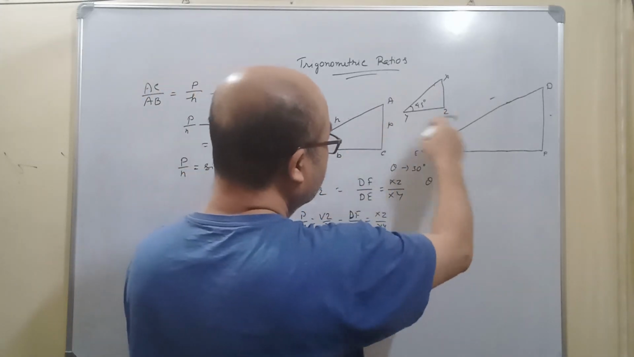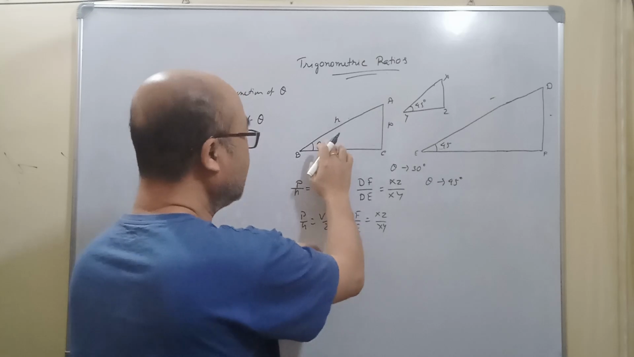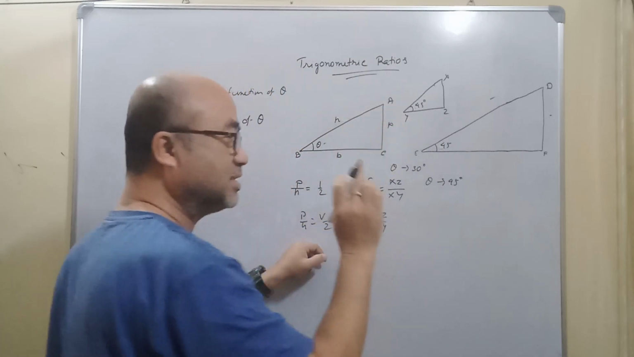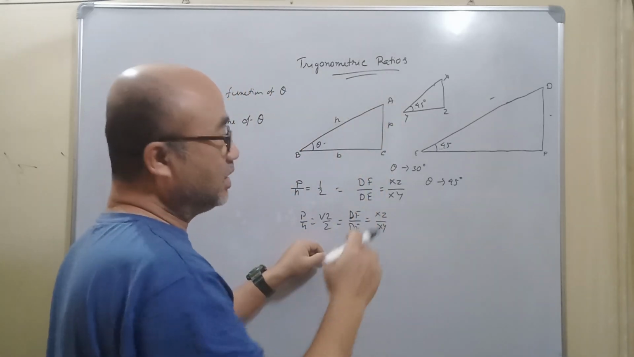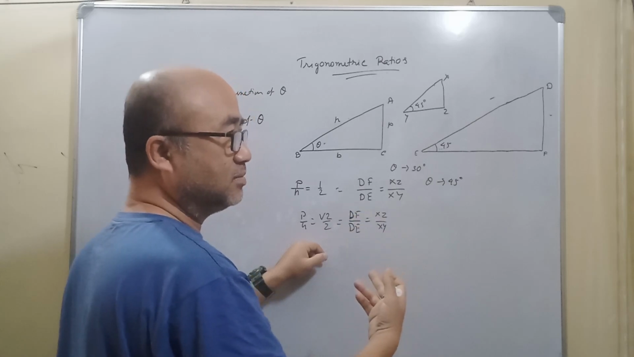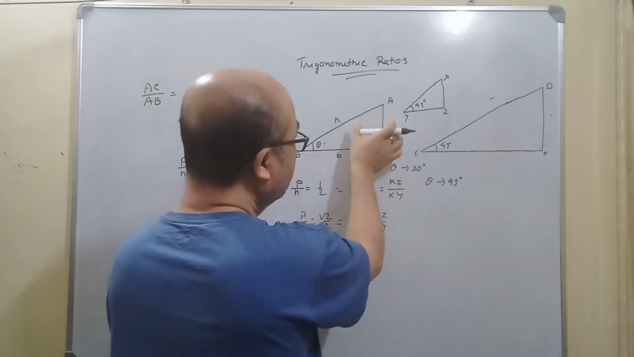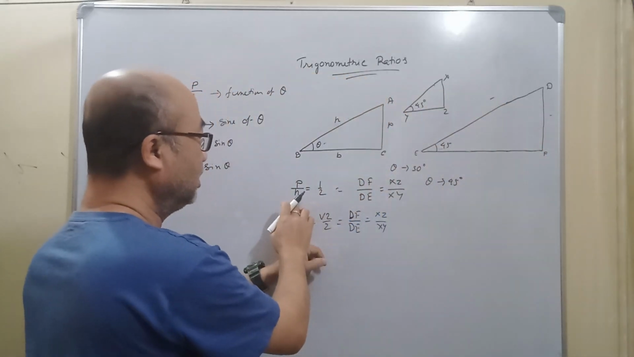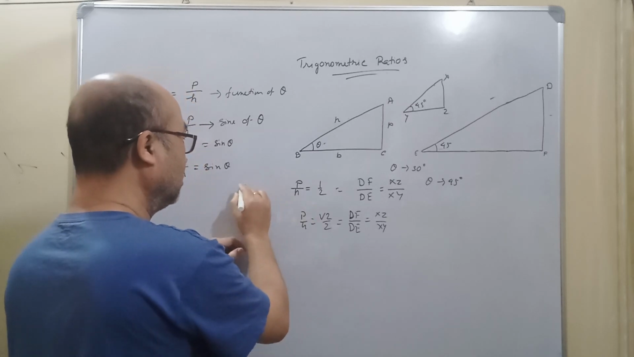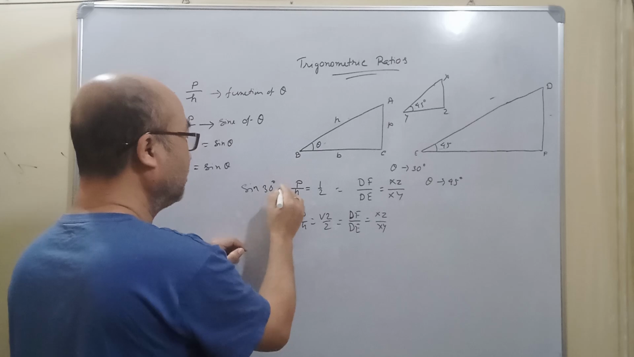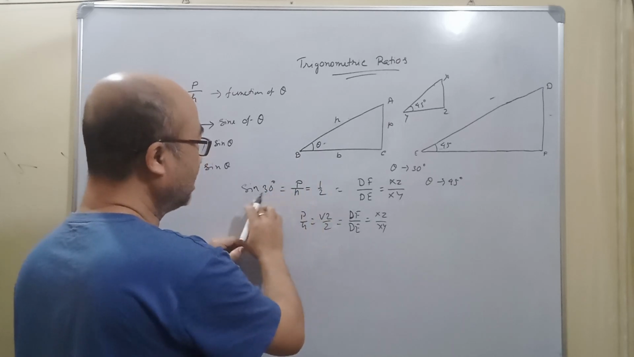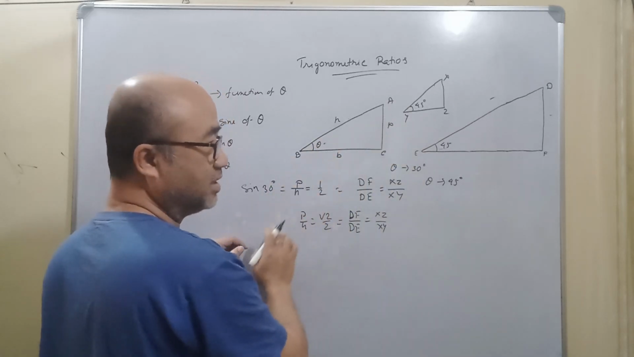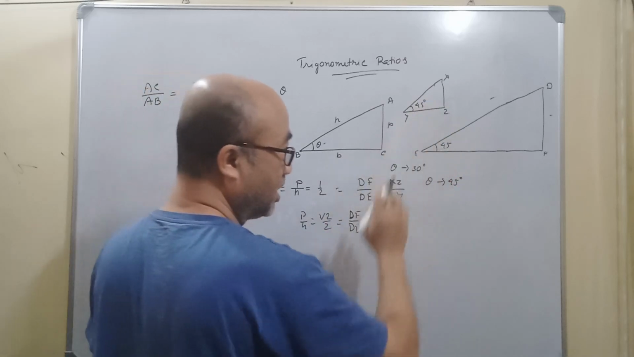So the size of the triangle is not important. What is important is that if theta is constant, the value of P by H will remain the same, constant. When we change the value of theta, then this also changes. Like for 30 degrees, we say that sine of 30 degrees is half. So sine of 30 degrees is half for all triangles where this acute angle is 30 degrees, irrespective of the size of the triangle.